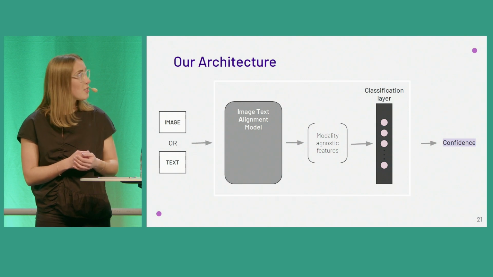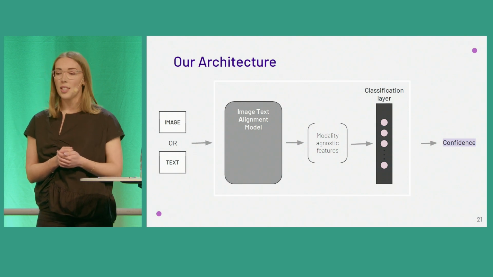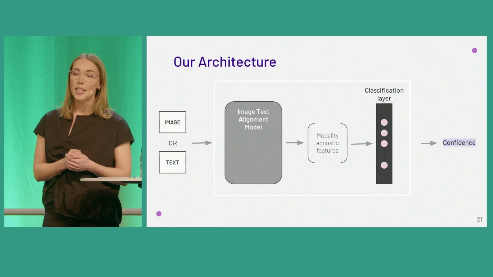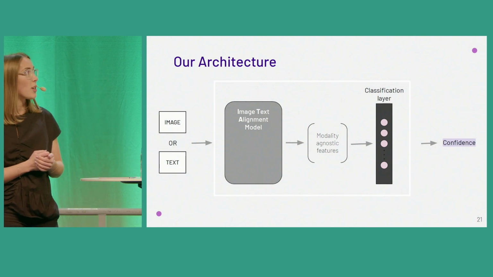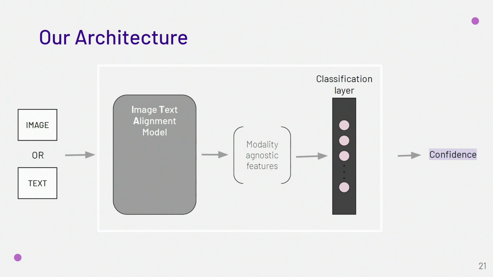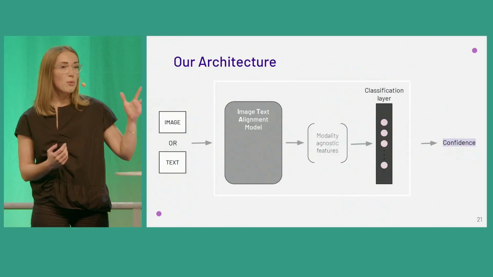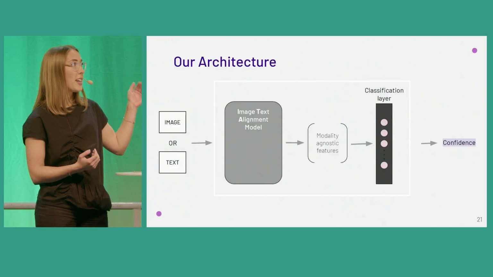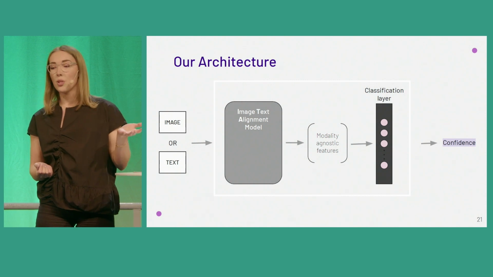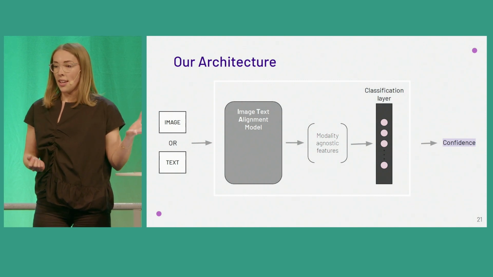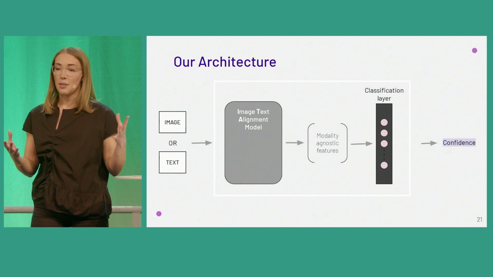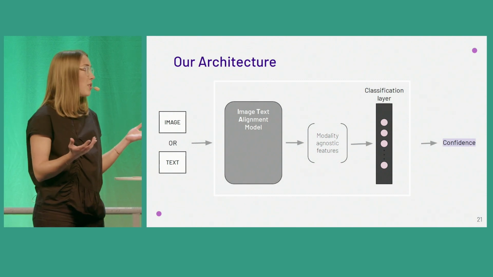And the key to making this pipeline modality agnostic lies in something called an image text alignment model, or ITA model. And on top of that, we have added a linear classification layer, which we train on the features that are outputted from the ITA model. So in this setup, we can send in a sample, being an image or text, and get protest classification scores as output. And the key to making this whole pipeline modality agnostic is the ITA model.